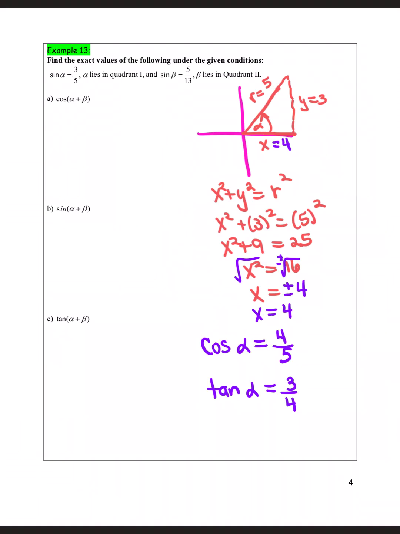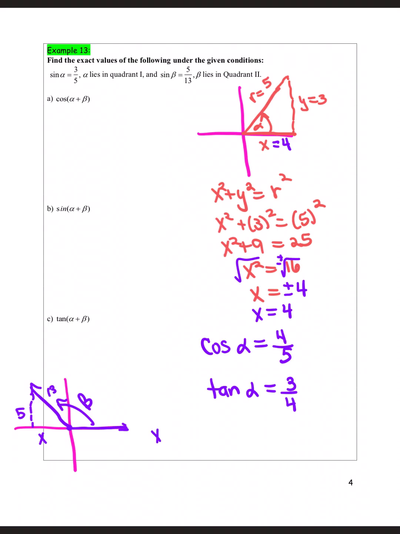For the second one, we have that sine of beta is 5 over 13, and beta is in quadrant 2. And we have here that x is unknown. We know y is 5. And we know r is 13. What we also know is that x has to be negative.